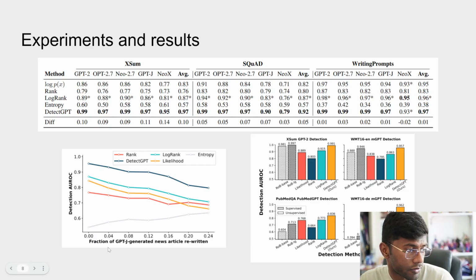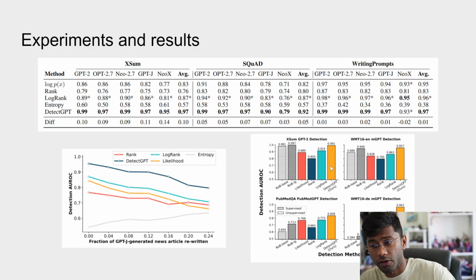And this graph shows us how the detection performance varies as the fraction of the paragraph rewritten increases. So the more we perturb the sample, the less likely it is going to look like machine generated text. So detection performance decreases, which makes sense. And this is how it compares on the different datasets. So they saw how DetectGPT performs consistently well across even different domains.